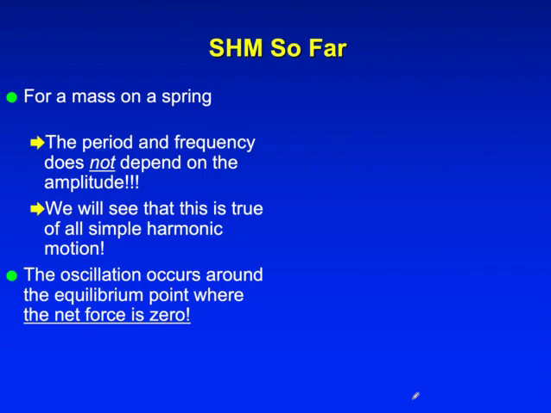So, simple harmonic motion so far. For a mass on a spring, we've noticed that the period and frequency do not depend on the amplitude. That's one of the requirements for simple harmonic motion, and we'll see it's true for all of the cases of simple harmonic motion. Oscillation occurs around the equilibrium point, and at the equilibrium point the net force is actually zero, but that's the point where there's maximum velocity.